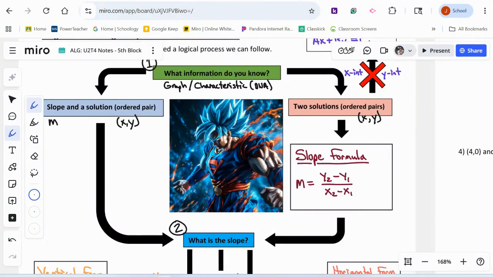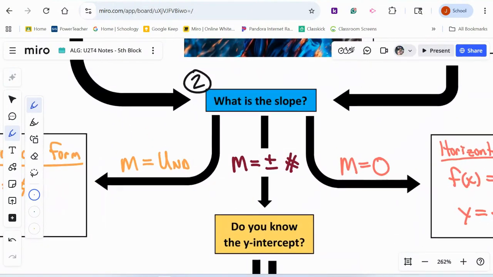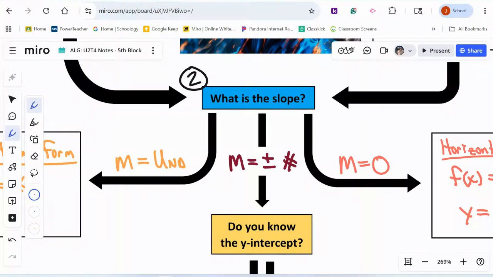If the slope is given, go left, right down to question number 2 down here. If the answer is not the slope, but at least 2 ordered pairs, use the slope formula and then get to question number 2. Regardless of which path you take, notice we always end up with the same second question here. What is the slope?